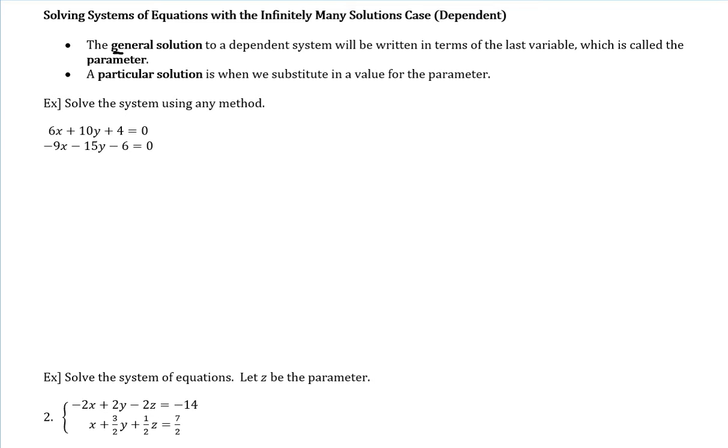We have what's called a general solution in these cases. The general solution to a dependent system will be written in terms of the last variable, which is called the parameter. So on this problem, there's x, y, and a constant. There's two letters, so y is what's called the parameter because it's the last alphabetically. So y is the parameter in this problem.